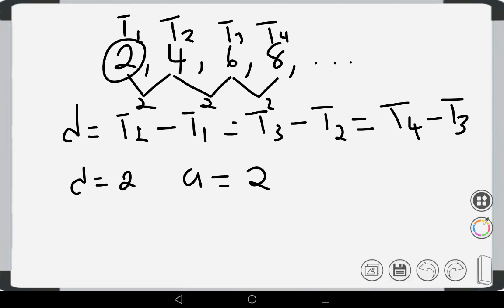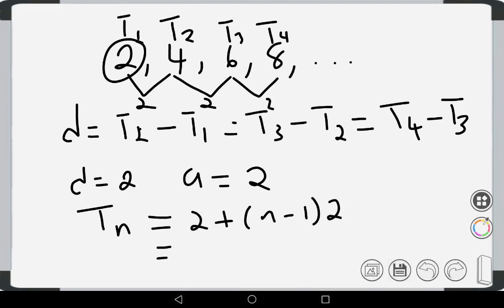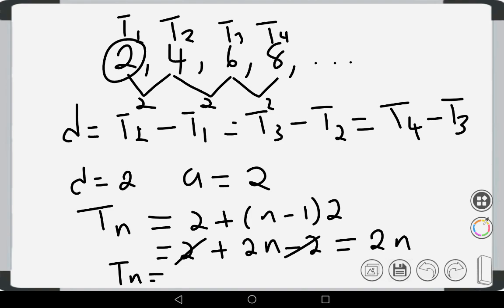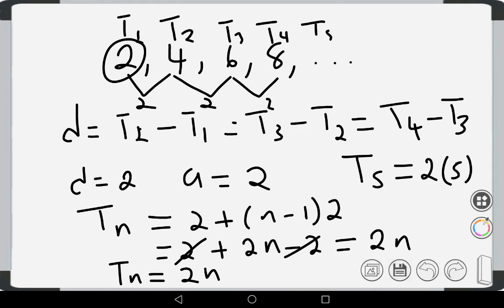So when we write our sequence, the general formula is Tn equals 2 plus (n minus 1) multiplied by 2. You can simplify this: it gives you 2 plus 2n minus 2. Then the 2 and minus 2 cancel, and you're remaining with 2n. Therefore our general formula is Tn equals 2n. If we need T5, it has to give us 10. T5 is 2 times 5, which gives us 10, so this is our general formula.